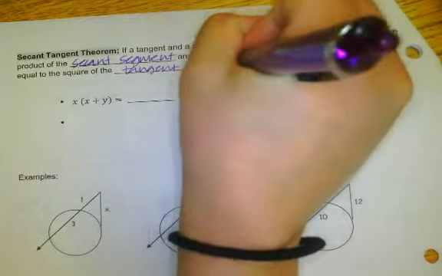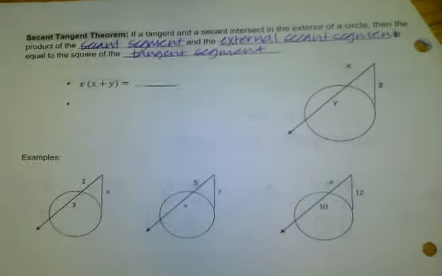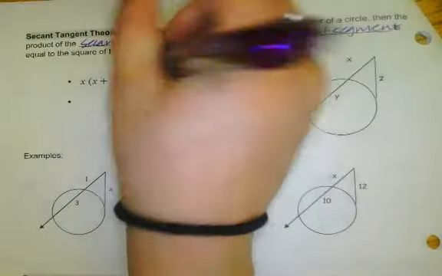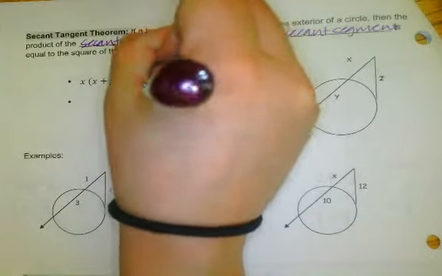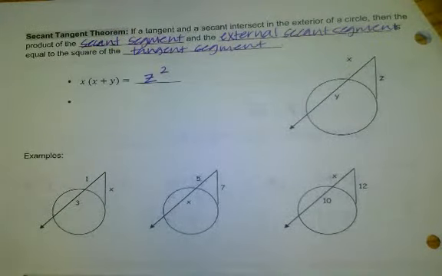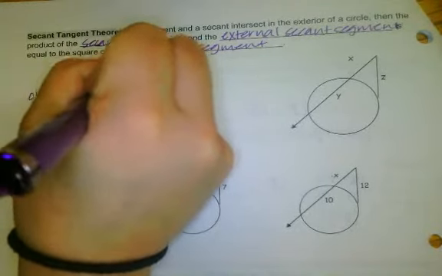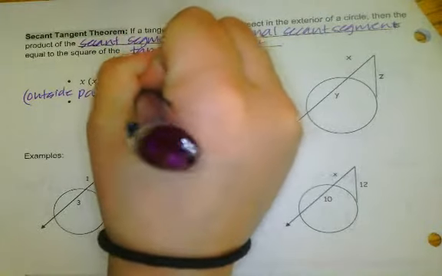Okay, so it already started our equation for us. It's still the same thing when dealing with that secant on xy. It's x times x plus y equals the square of the tangent segment. So how do you think we're writing that? z squared, or z times z. Okay, so it's outside part times whole equals outside part squared.